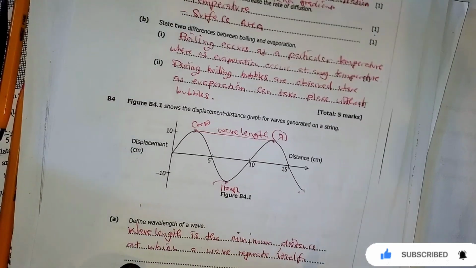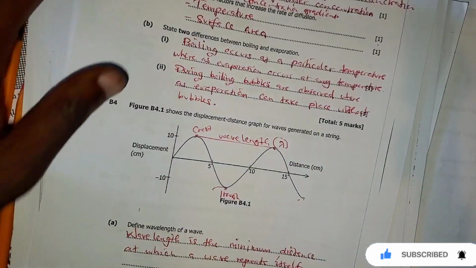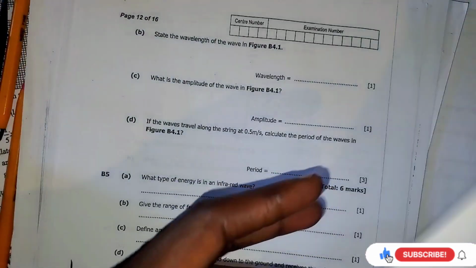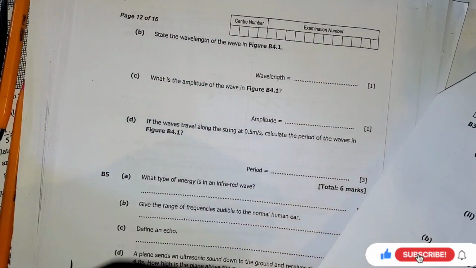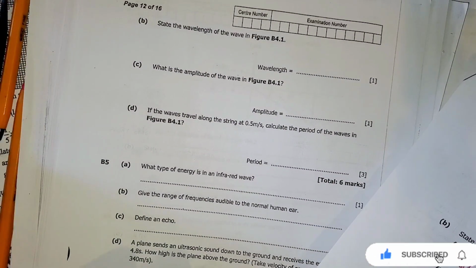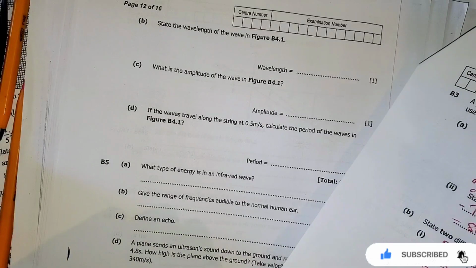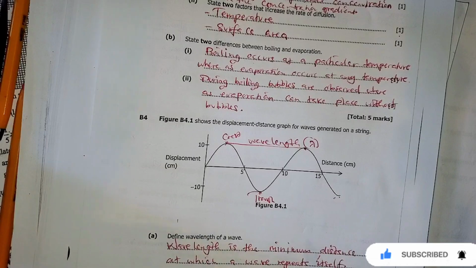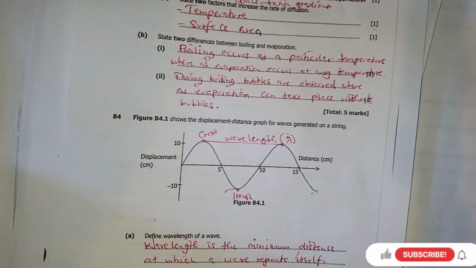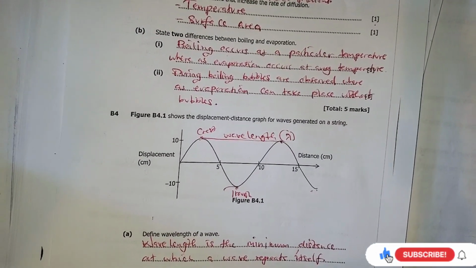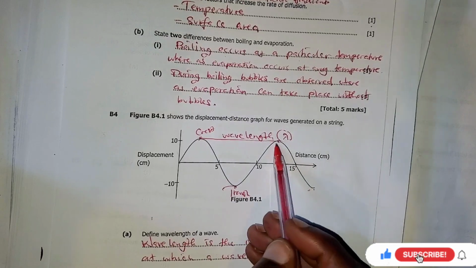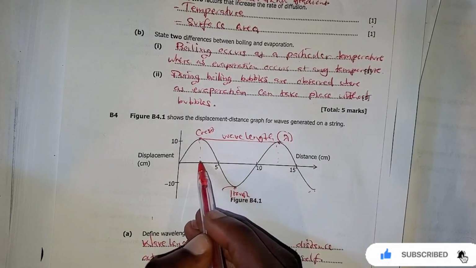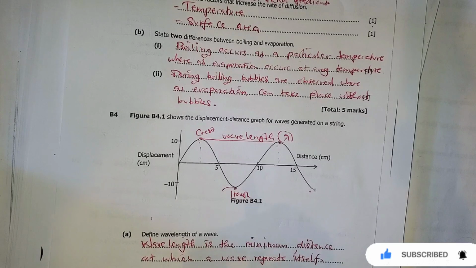Now we are asked to state the wavelength of the wave in figure 4.1. According to this, from here up to here is one wave. Okay, I mean it's half, not one wave. I'm sorry.